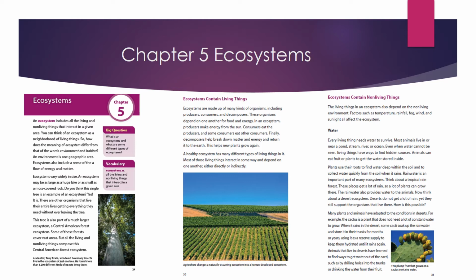How is this possible? Well, many plants and animals have adapted to the conditions in deserts. For example, the cactus is a plant that does not need a lot of constant water to grow. When it rains in the desert, some cacti soak up the rainwater and store it in their trunks for months or years, using it as a reserve supply to keep them hydrated until it rains again. Animals that live in the desert have learned to find ways to get water out of the cacti, such as by drilling holes into the trunks or drinking the water from their fruits.